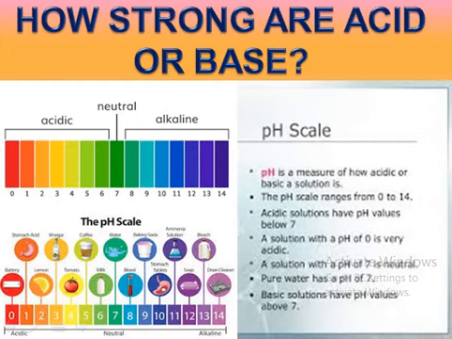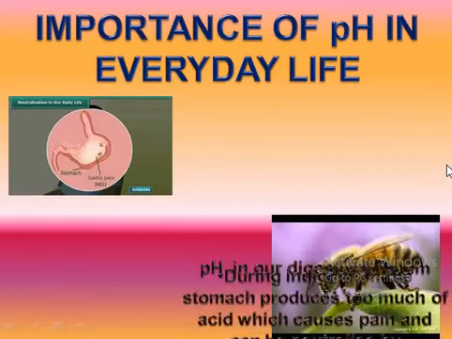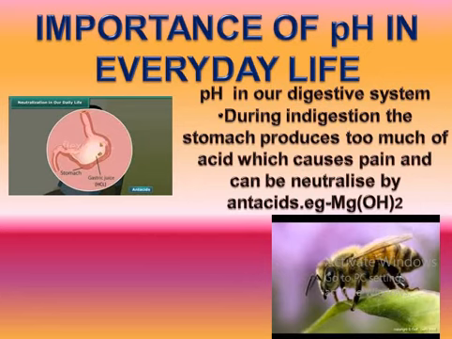Now, next, we come to the importance of pH. We have studied this universal indicator. Now we have to see whether it is important in our day-to-day life or not. We have some examples for it, starting with our digestive system.